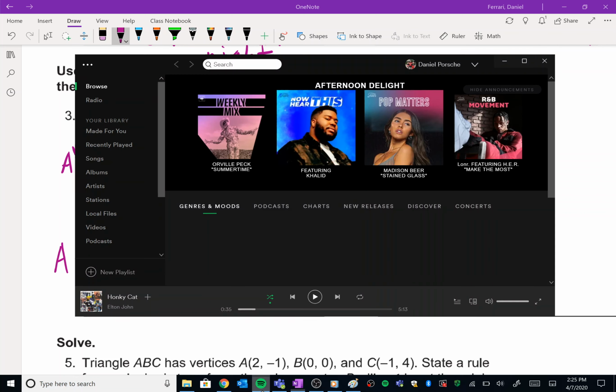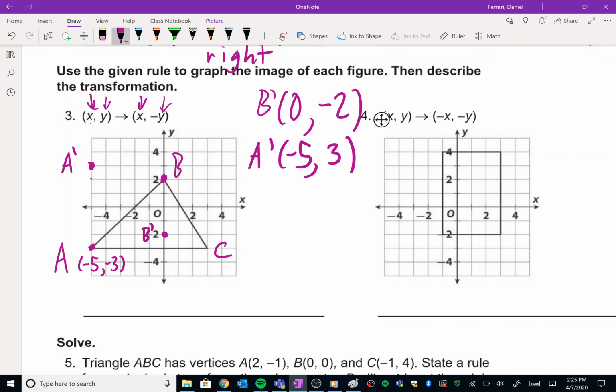Now if I start to connect, oops, excuse me, my Spotify's coming up. If we start to connect our points, we have one last one to do, but now you might be able to start seeing the pattern, right? What happened to B and A? It looks like they flipped over this middle line, which is the x-axis.